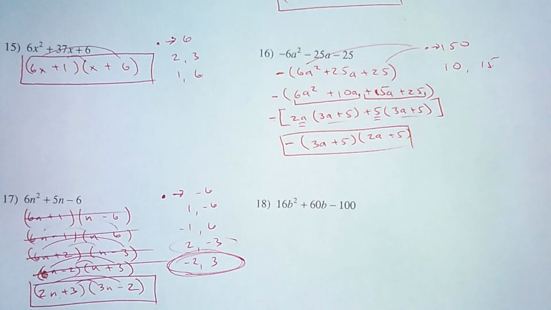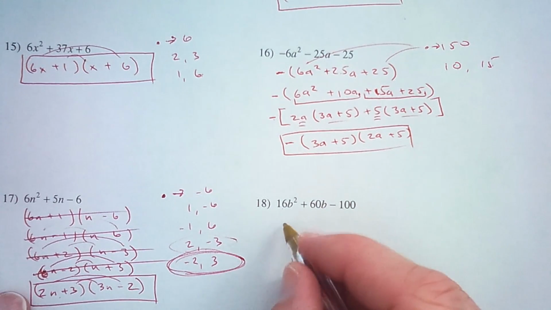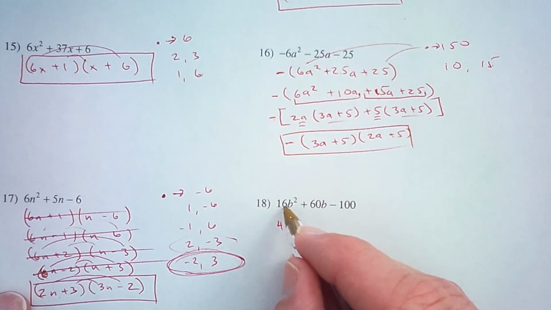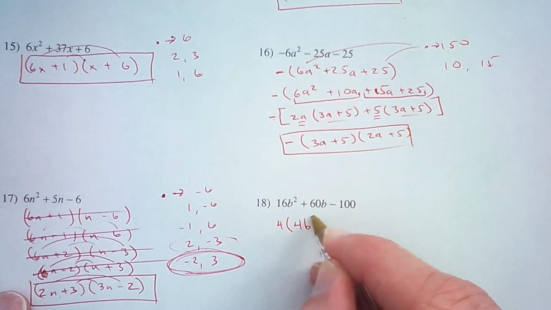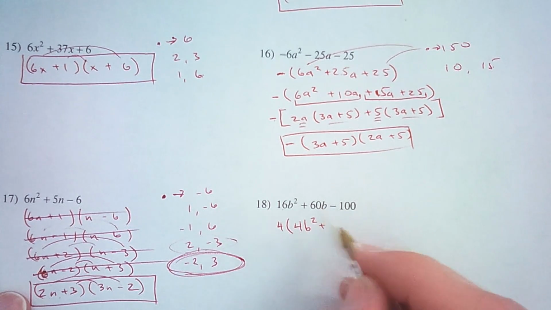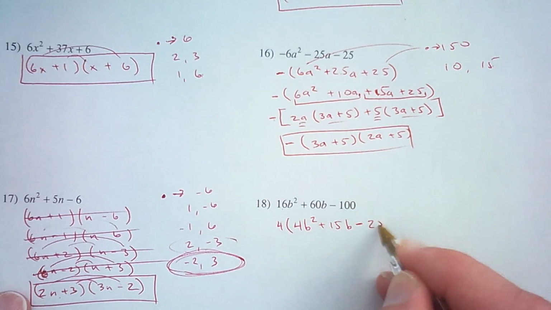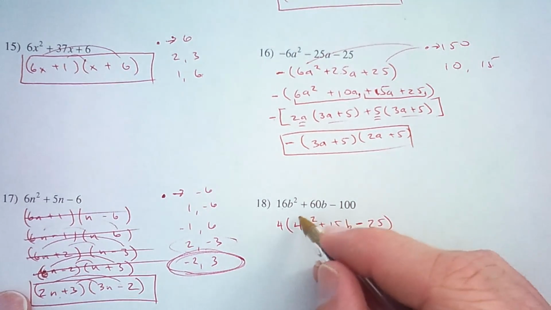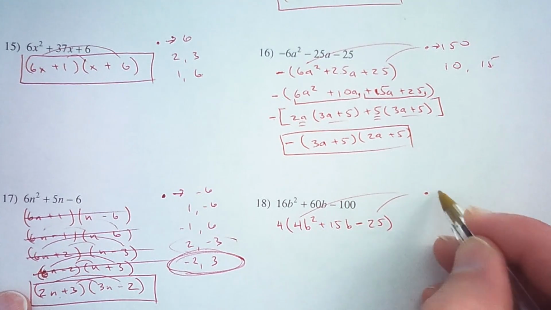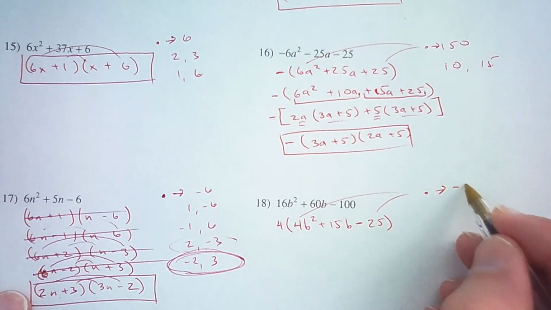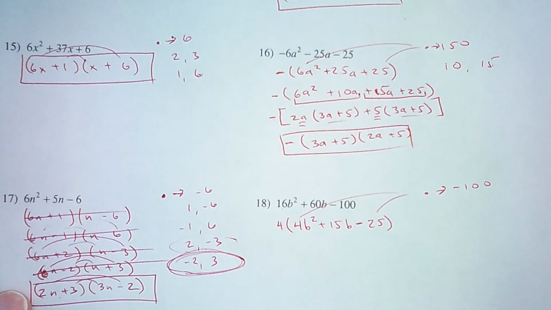And here in my last one, I've got a GCF other than 1 again. I believe 4 goes into all of these, so let's try that. So 4 times 16 divided by 4 is 4, so 4b squared, plus 60 divided by 4 is 15, 15b, minus 100 divided by 4 is 25. Okay, so I need two numbers that multiply to 4 times negative 25, that's negative 100. And they're going to have to add up to 15. So multiply to 100 and add to 15.